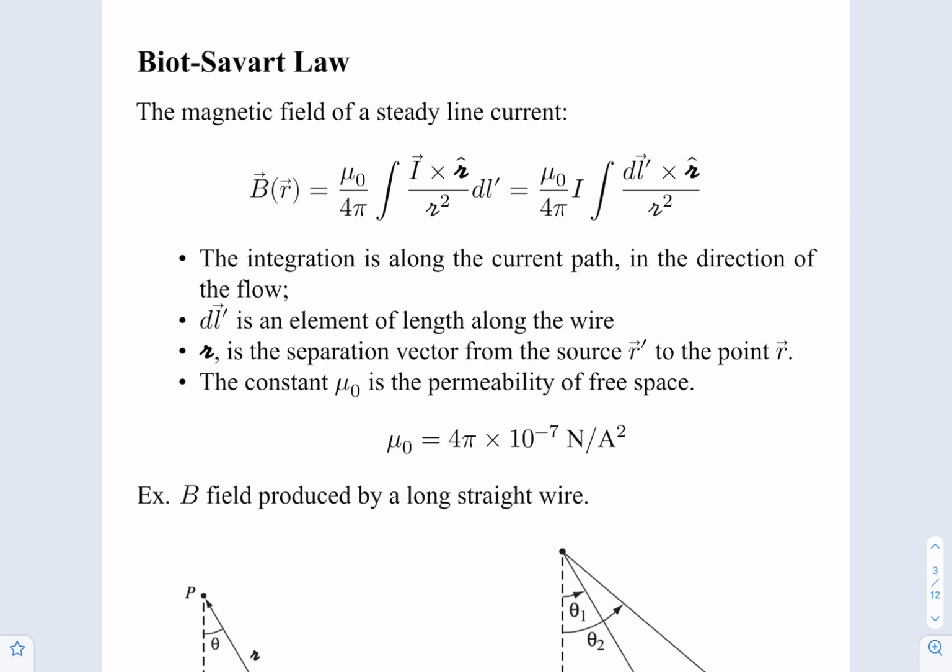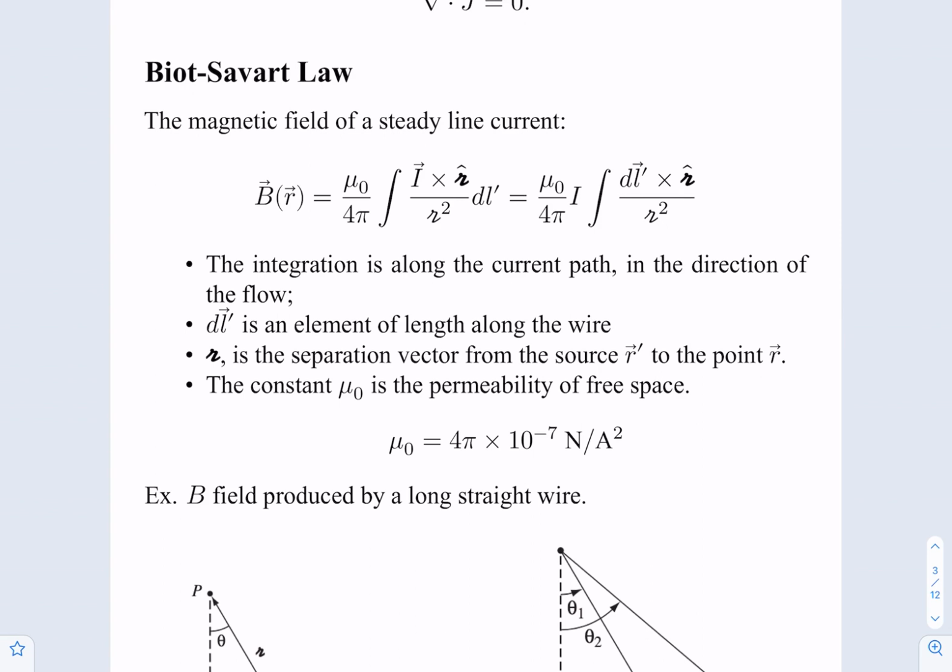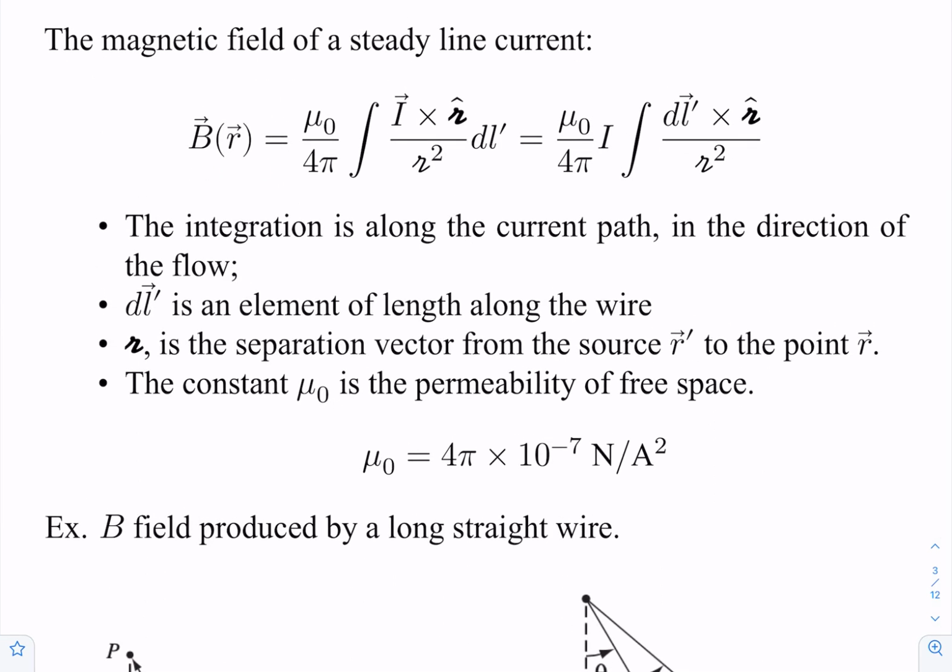So here is the definition of this Biot-Savart law. I think if you still remember, you have already seen that in physics 2041. So here I just write down the equation. The magnetic field can be written down as a cross product, where the first one is the current along this wire, and the second one is the separation vector.